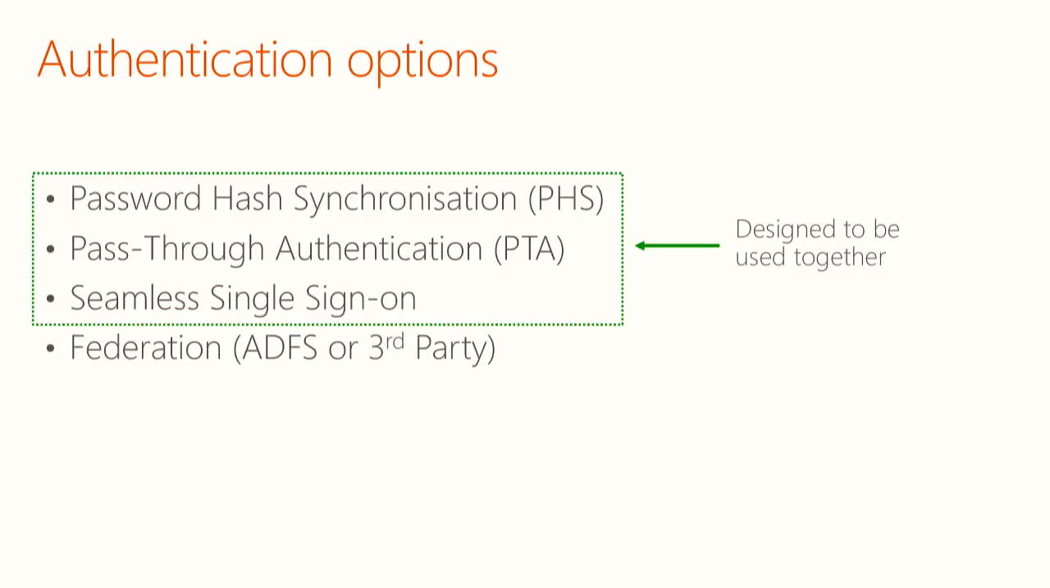And the main reason is that seamless single sign-on only caters for users within the corporate network that have line of sight to a domain controller, and pass-through authentication allows a user outside the corporate network, where no password is stored in Azure AD, to authenticate. Question? I've seen it working with cache credentials as opposed to. Which one? Seamless single sign-on when not on the corporate network.